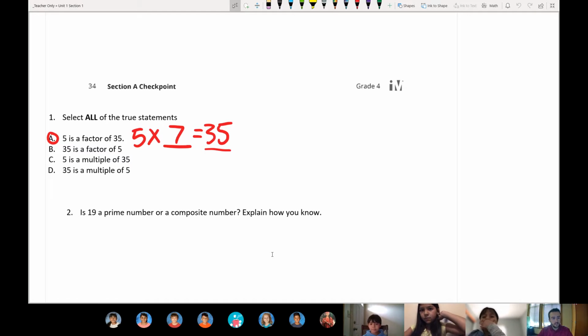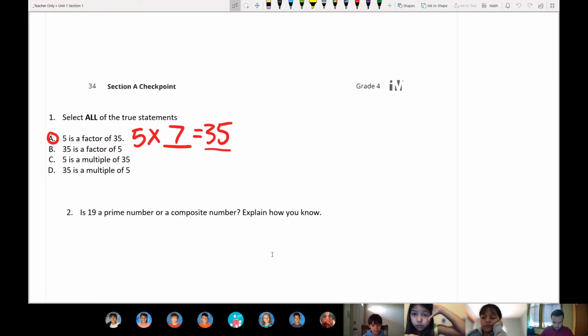All right, so we said B is false. Let's go to C. 5 is a multiple of 35. Well, 5 would not be a multiple of 35 because we can't skip count by 35 and land on 5, right? We'd go 35, 70, on up. We totally blow past 5. So C wouldn't be correct either. Let's try D.